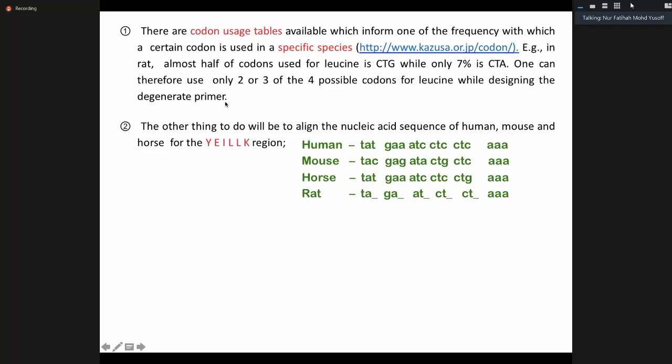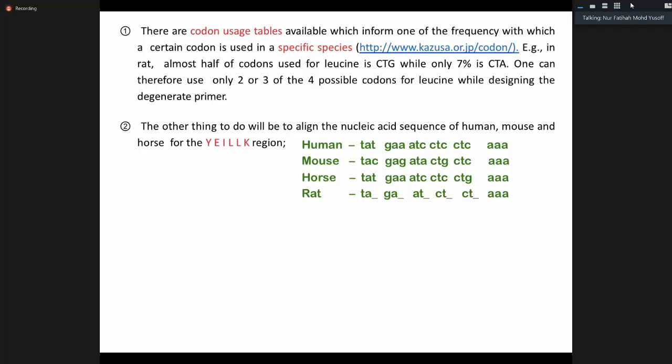In this case, you can also refer to the database. If you have the information on that particular species in the database, refer to it to help you design the efficient primer sequence.